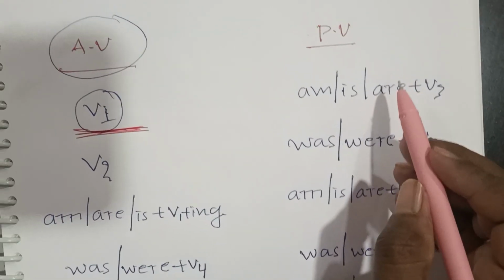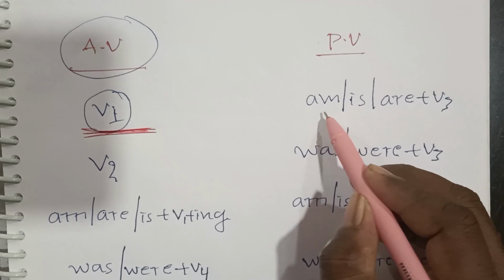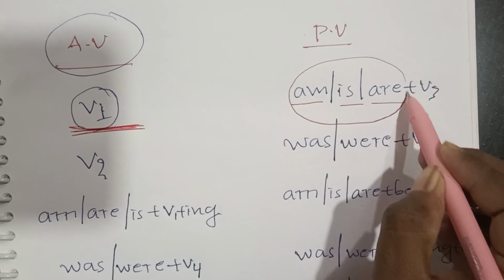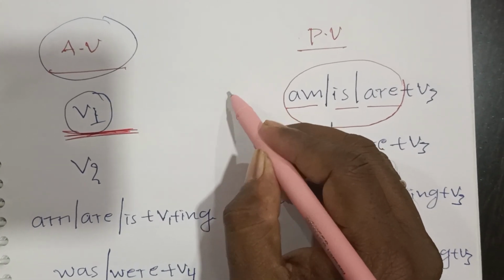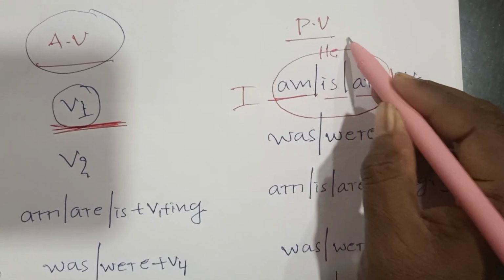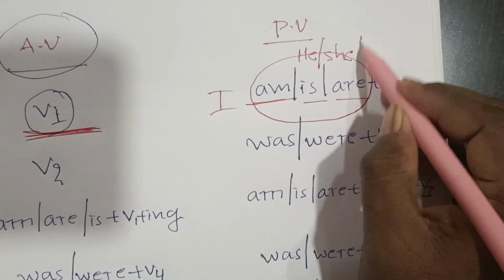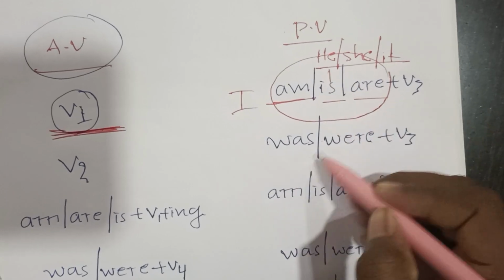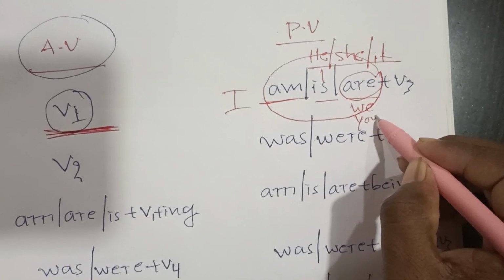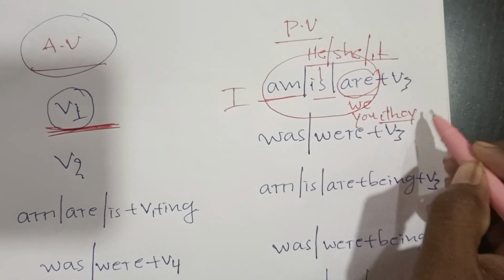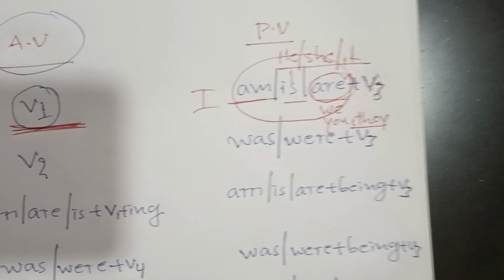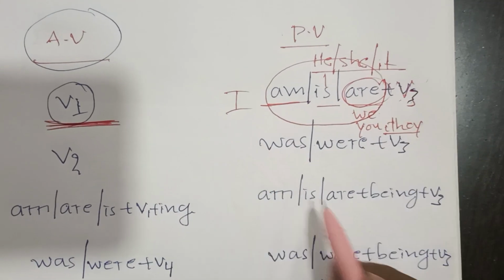In a passive sentence, according to the subject, we will use am, is, are, any one. For example, after I, am will come. After he, she, it, is will come. Are is for plural: we, you, they. After are will come. But in passive, verb 3 is compulsory. Verb 3 will come. Okay, same process.